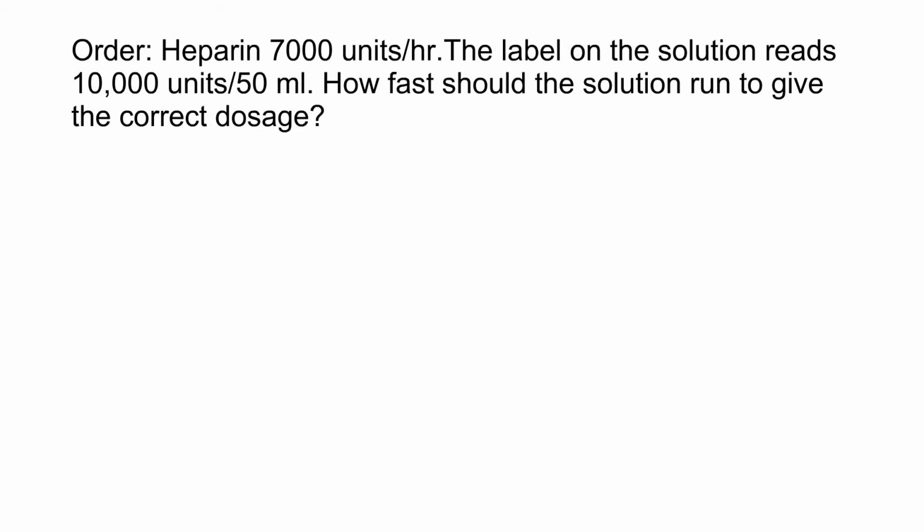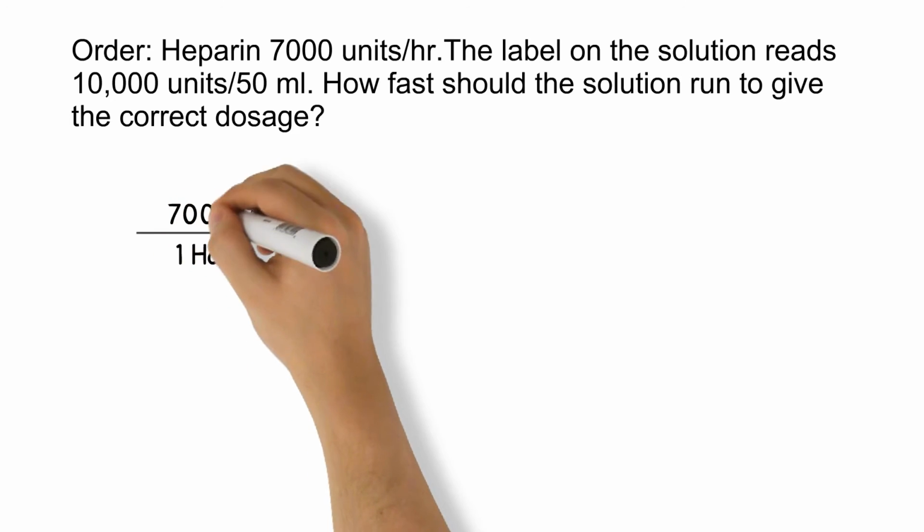So we got an order of heparin 7,000 units over 1 hour. The label on the solution reads 10,000 units per 50 ml. How fast should the solution run to give the correct dosage? So here we got an order for heparin 7,000 units per hour. So what you can do is set it up by putting the 7,000 units over 1 hour.